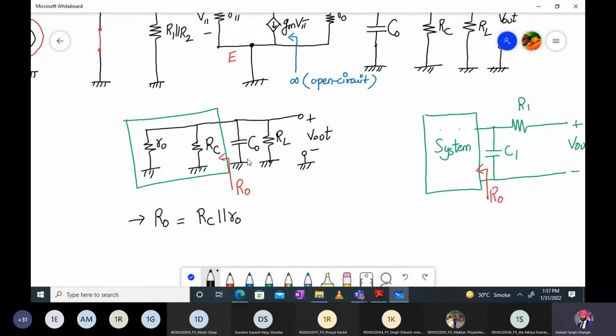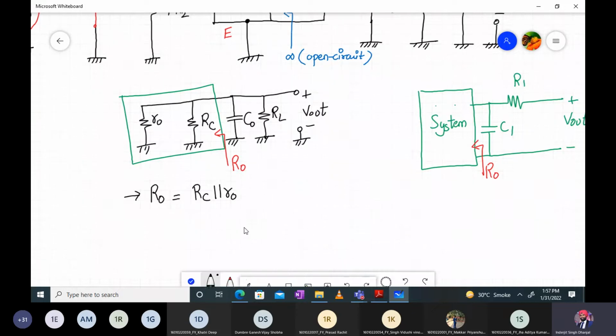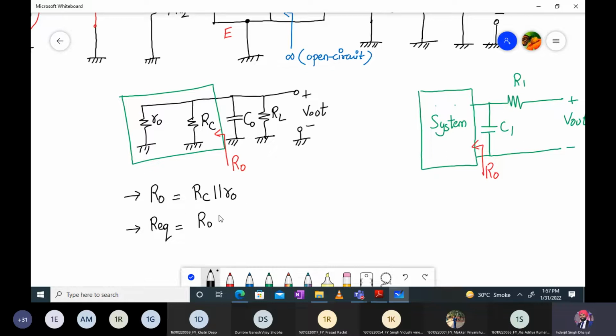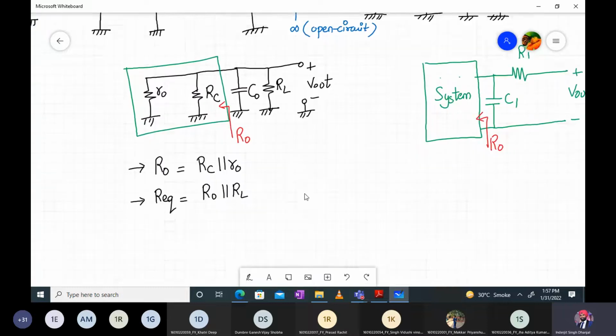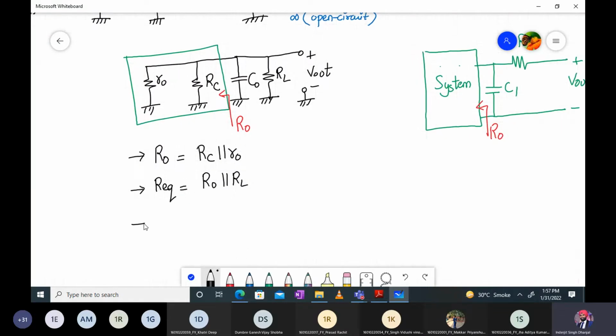Now, can anyone tell me what will be R equivalent? R equivalent will be capital RO parallel to RL, not plus, it's parallel to RL. Why is it in parallel? Because they're connected in parallel, right? R equivalent will be RO parallel to RL. And next, what will be FHO?